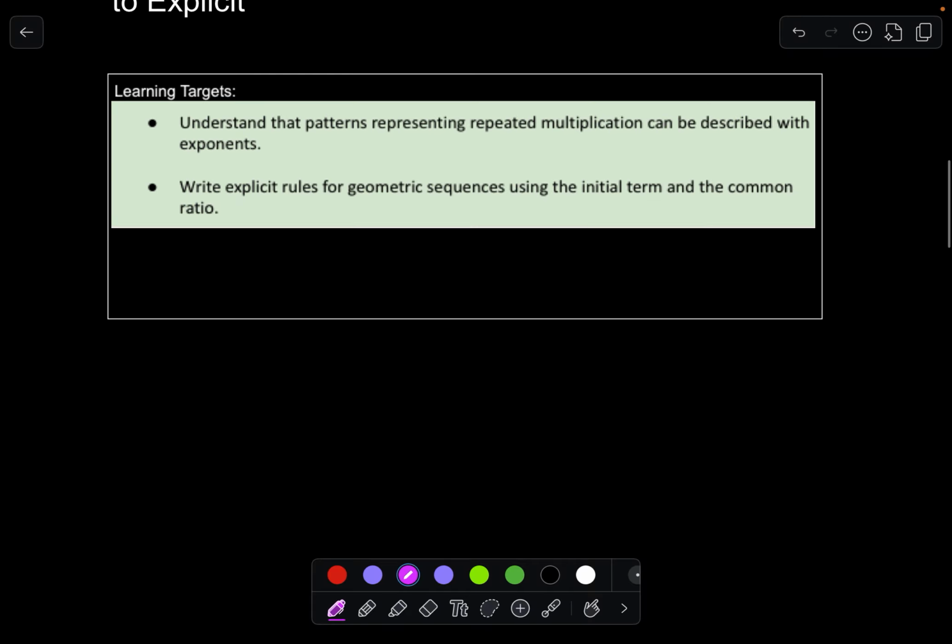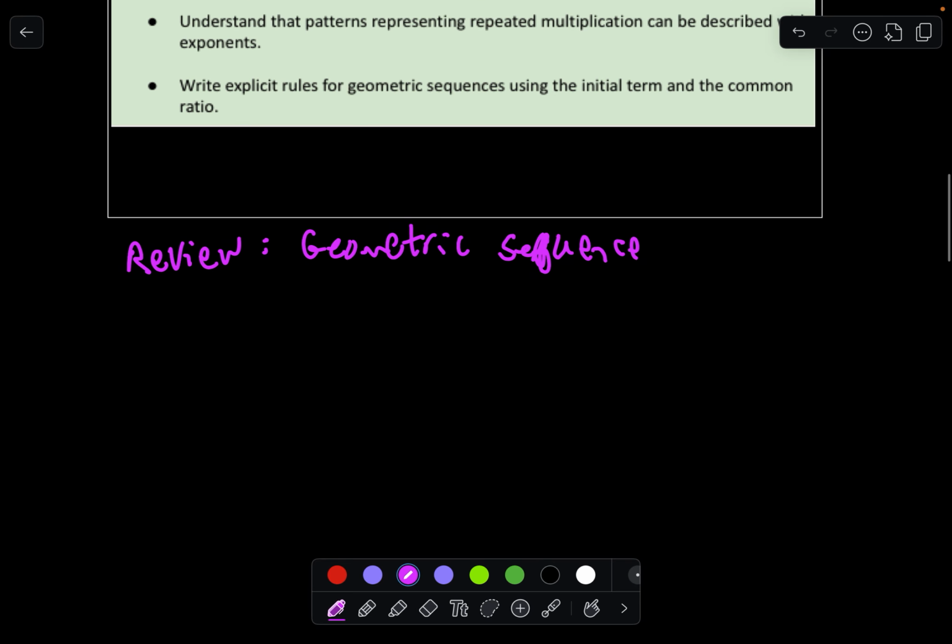All right, just a quick review of what is a geometric sequence. A geometric sequence is something like this. This is a basic one: 2, 4, 8, 16, 32, and so forth. All right? This is a geometric sequence.